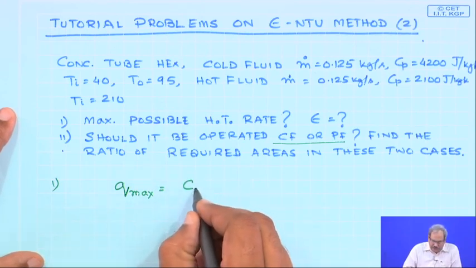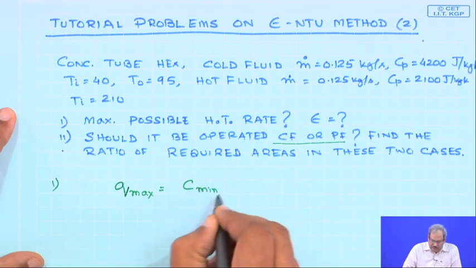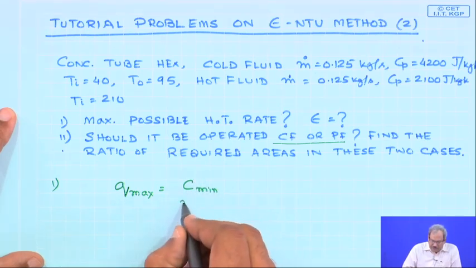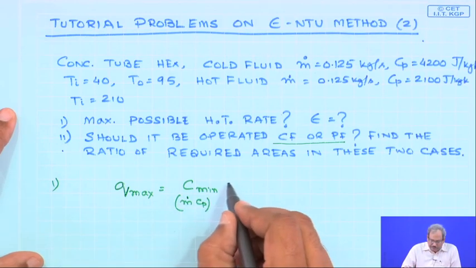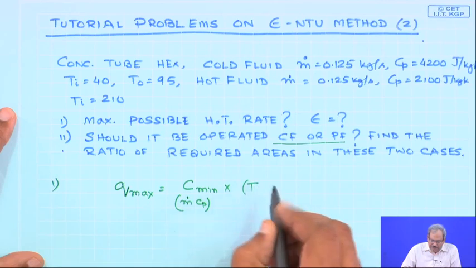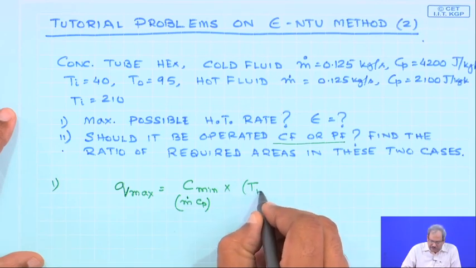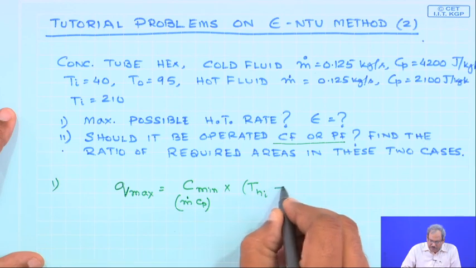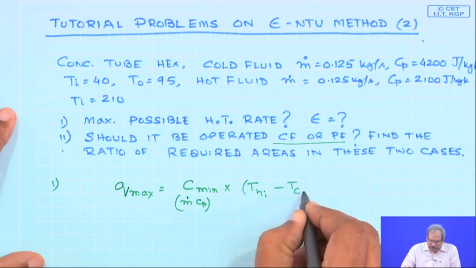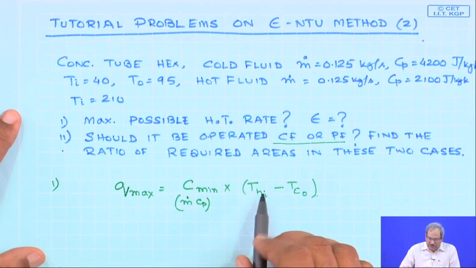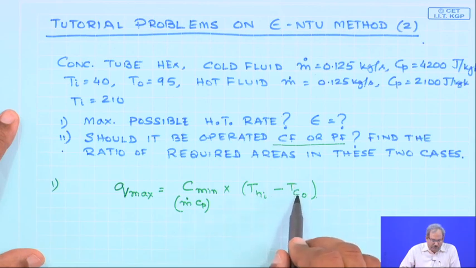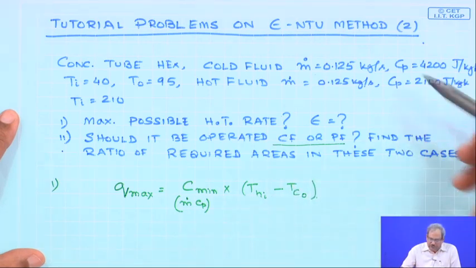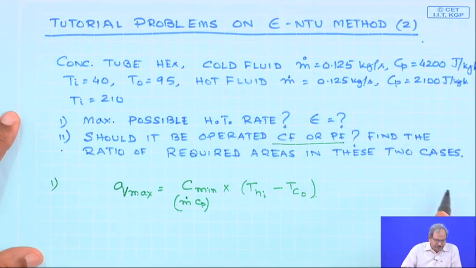in any heat exchanger is C minimum, where C is the capacity, which is nothing but the product of m dot times Cp, wherever it is the minimum, multiplied by the maximum possible temperature change that can take place. The maximum possible temperature change, provided you give enough length, is going to be Thi, the temperature of the hot fluid at the inlet, minus the temperature at the outlet. All these m dot Cp values are given.